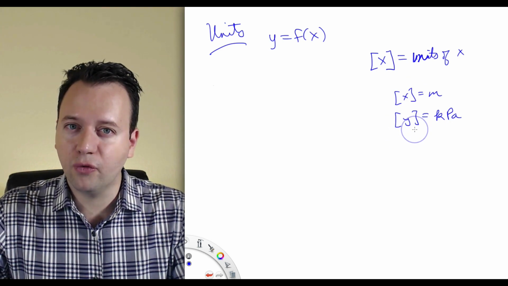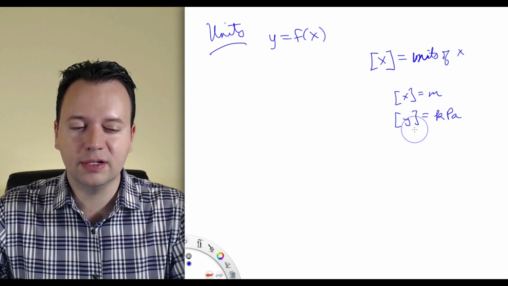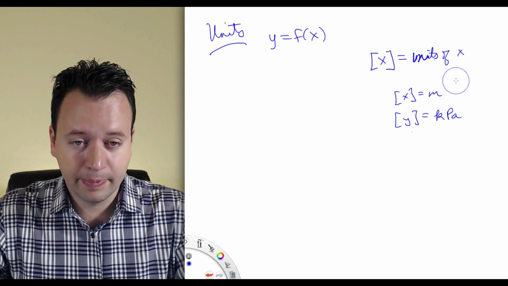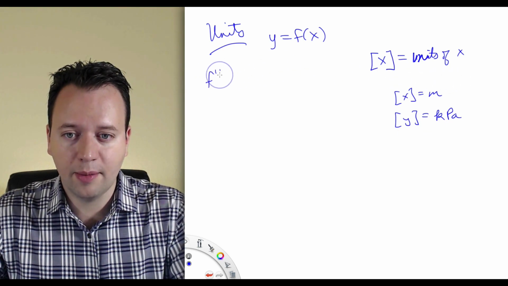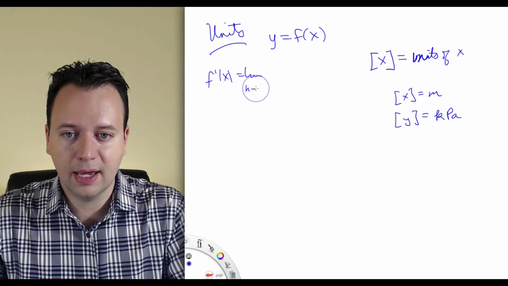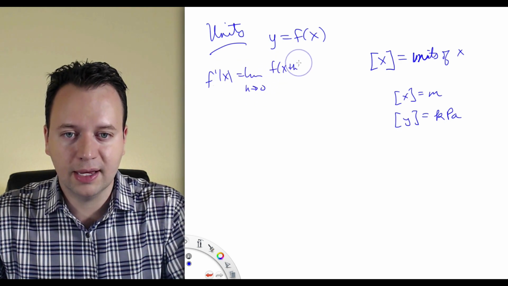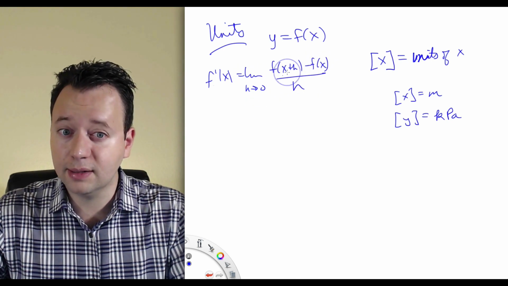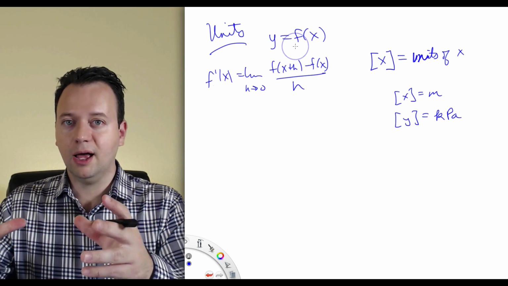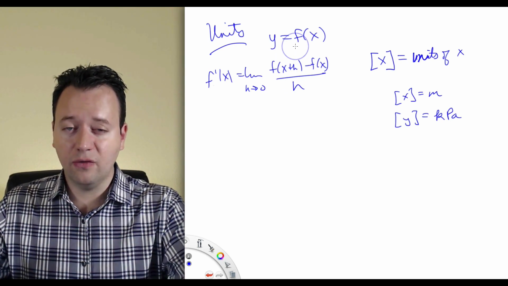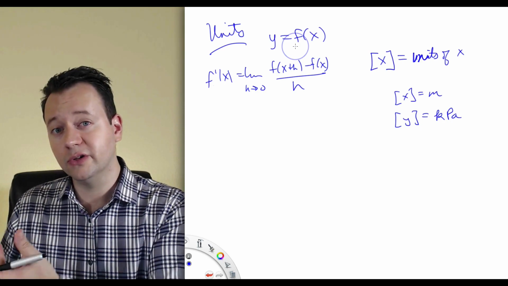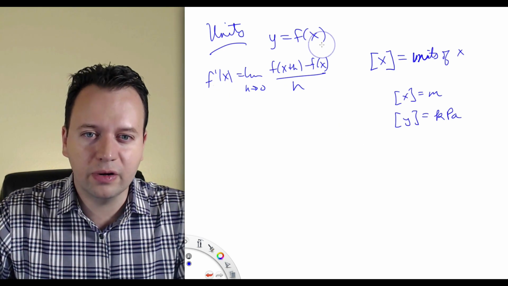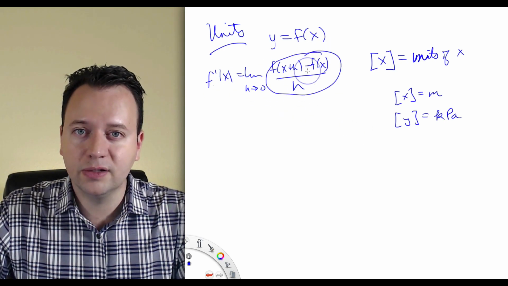So what are the units of f prime of x? The units of f of x would be kilopascals. What would the units of f prime of x be? Well, recall that f prime of x is the limit as h goes to 0 of f of x plus h minus f of x over h. Well, the limit doesn't really change the units. If you have units of slugs for any value of h, when you take the limit as h goes to 0, the units are still going to be slugs, or whatever units you have here. So really the units of the derivative are the same as the units of this difference quotient.